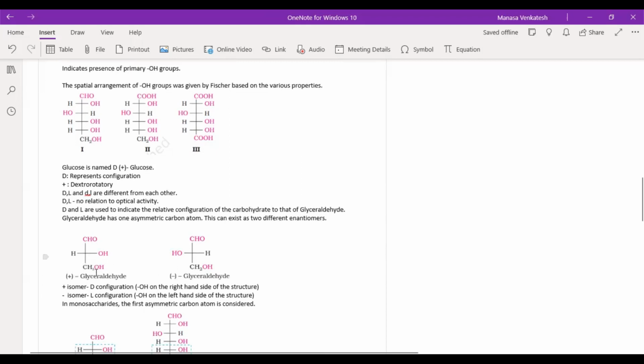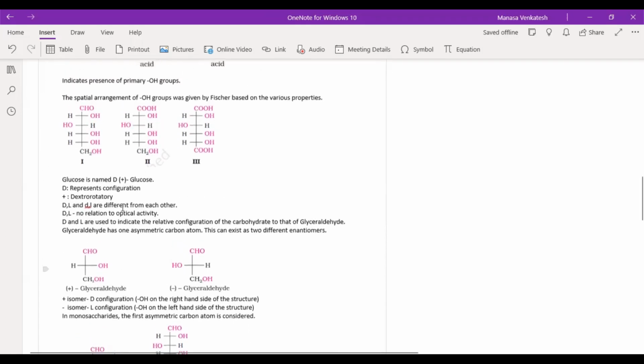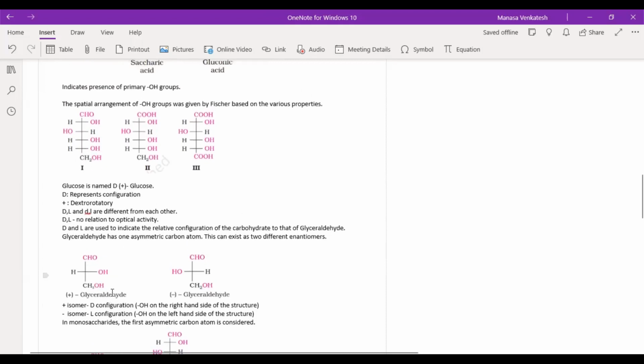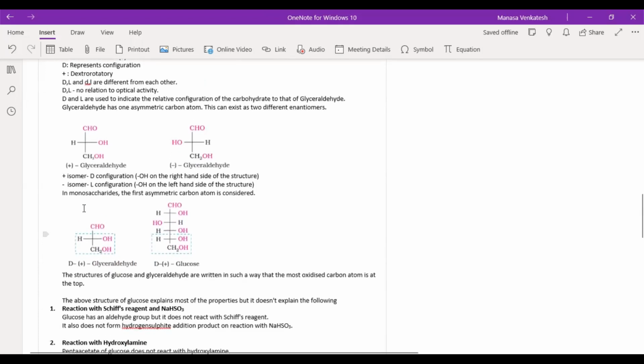When it's the plus isomer, it's the D configuration, and the OH group is on the right side. Whereas the minus isomer is the L configuration and the OH is on the left side. Now in glucose, the OH at the bottom is on the right side, and that is why it gets the D configuration. Basically the most oxidized carbon is at the top. So this means that it gets D plus glucose as its configuration.